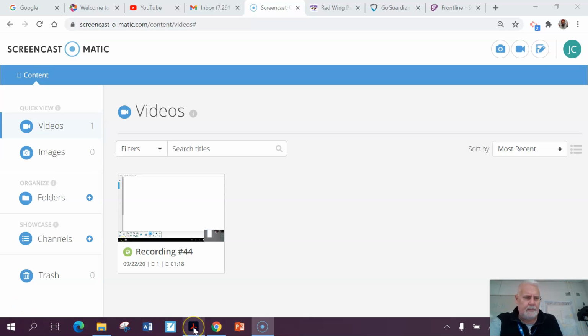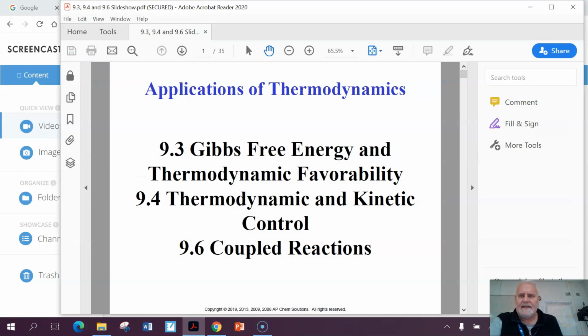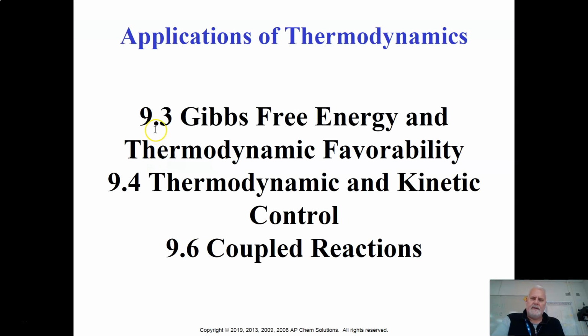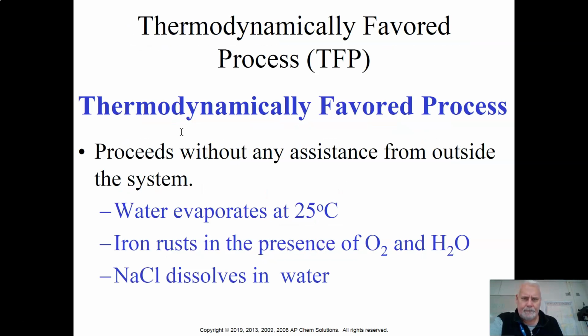It is time to move into our second lecture on this thermodynamics unit, our last unit here. This one has topics 9.3, 9.4, and then skips to 9.6, which is a real short thing right there. But we are going to start to piece this whole thermodynamics thing together today.